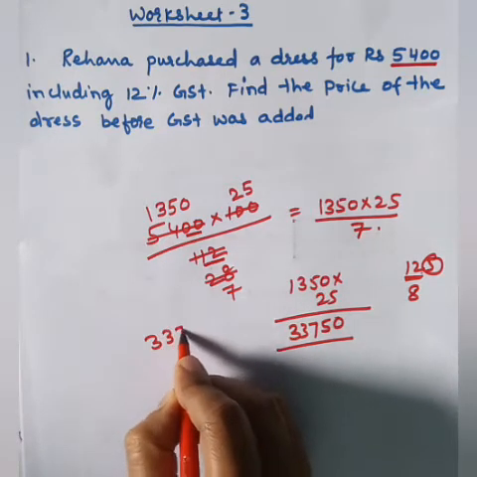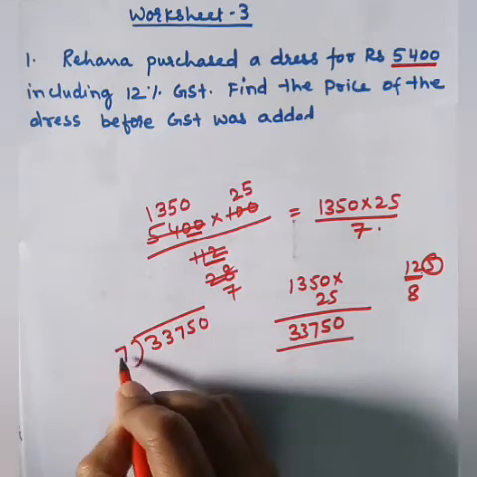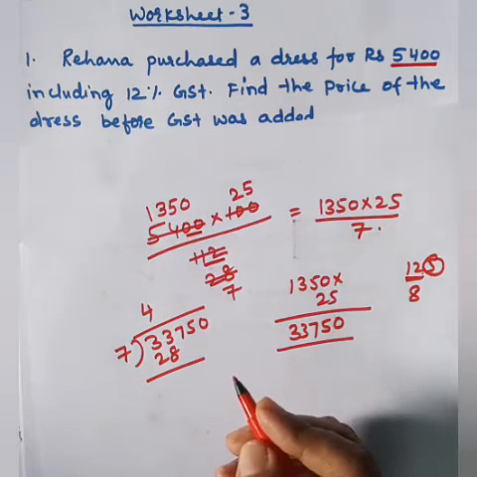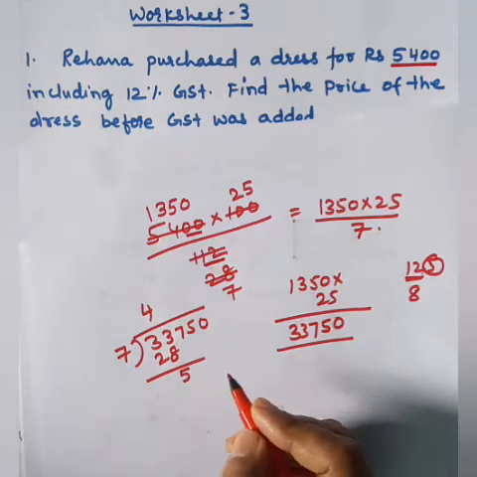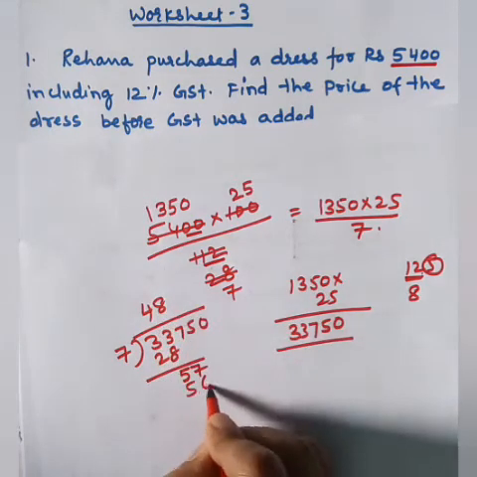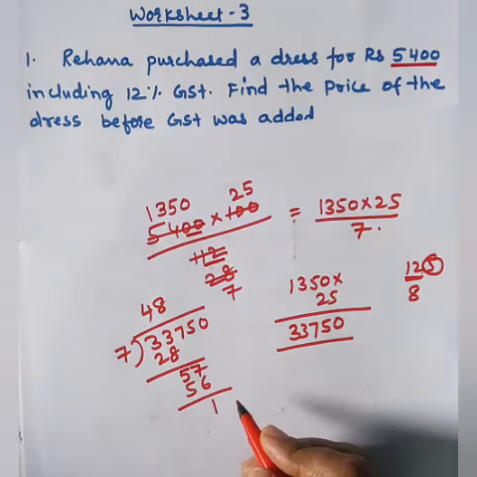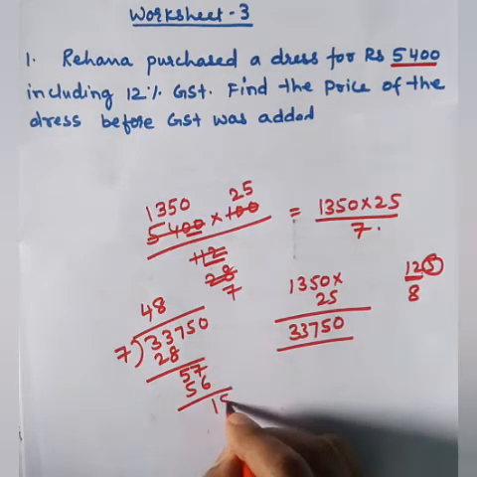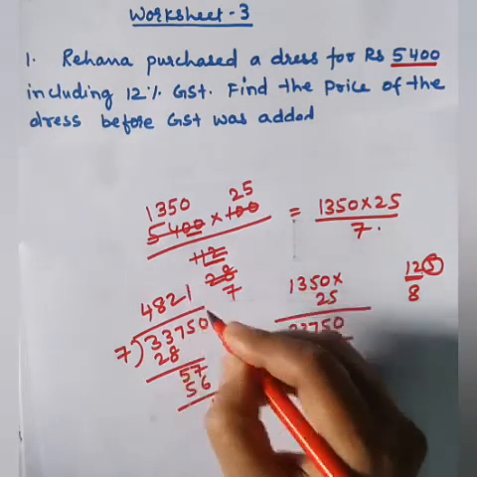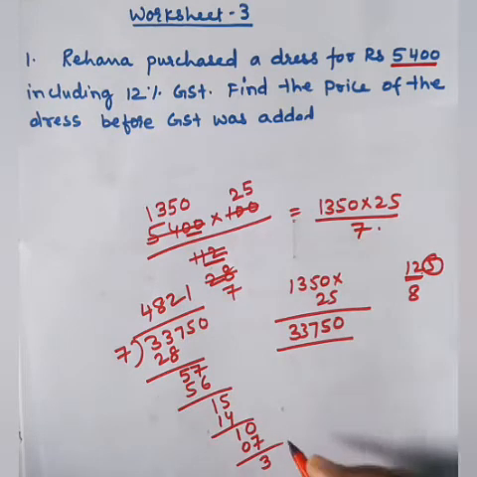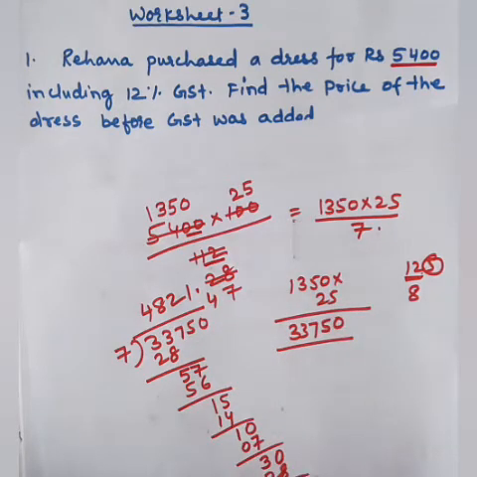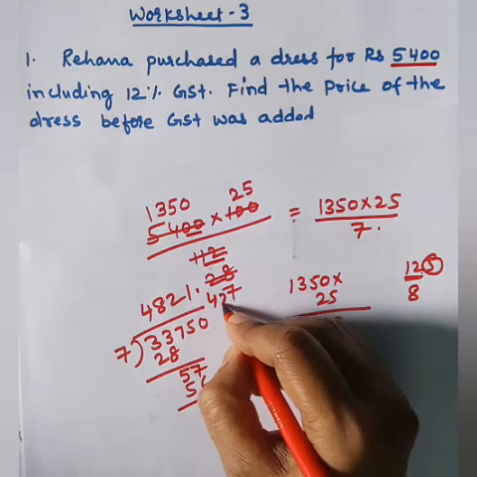So we are getting 33750. Now this 33750 divided by 7. 7 4s are 28, okay. So 13 minus 8, how much is 13 minus 8? It is 5. Now bring down 7. 7 9s are 63, 7 8s are 56. So 7 minus 6 is 1. Now bring down 5. 7 2s are 14, 1, bring down 0. 7 1s are 7. So left with 3.0. Then 7 4s are 28, left with 2, 0, then 7 2s are 14.